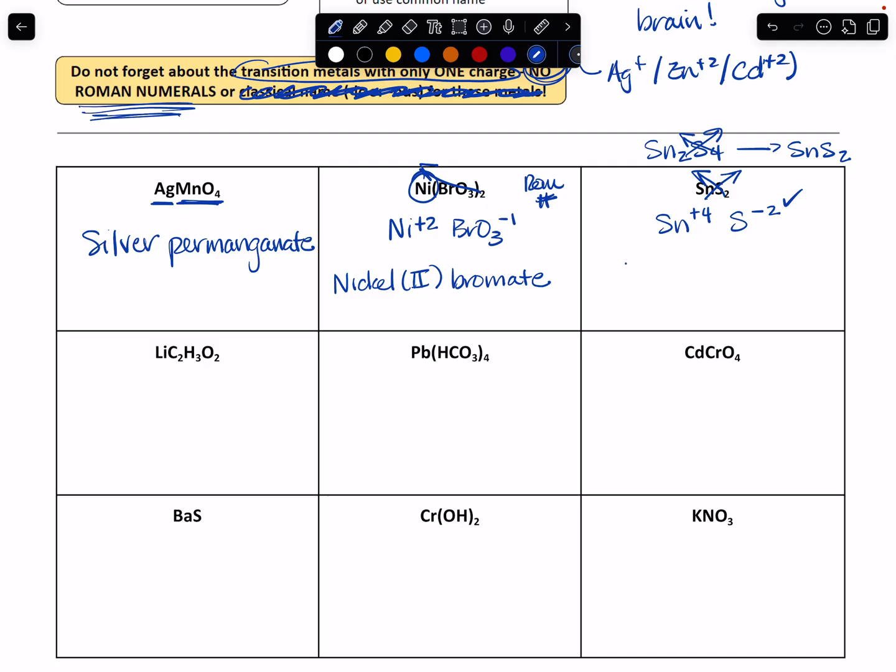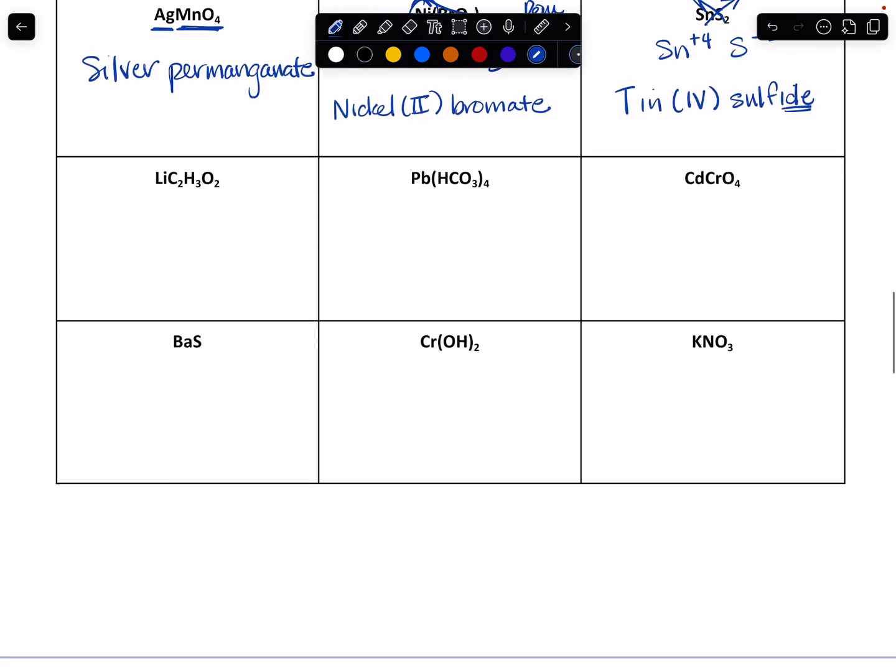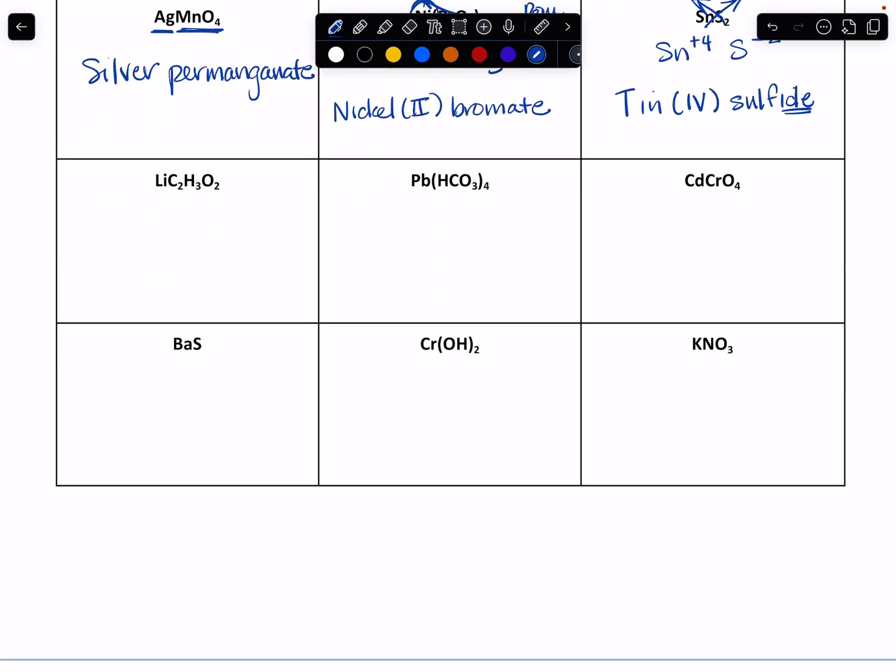So then I write the name tin, Roman numeral 4, and this is sulfur and it becomes sulfide with that IDE ending. All right, up next we've got lithium. That is a main group element, so it's just written as is. And then this next group, the C2H3O2, that's a polyatomic, which is acetate. So lithium acetate.